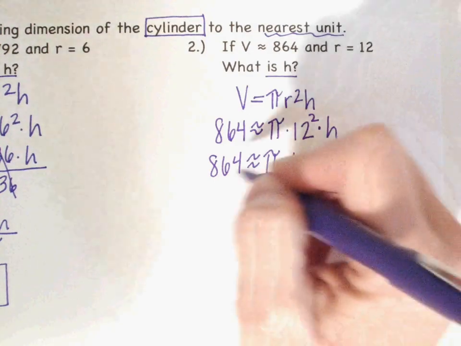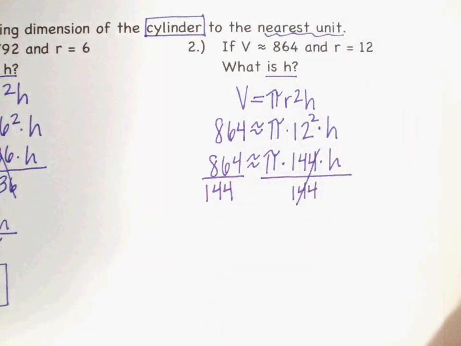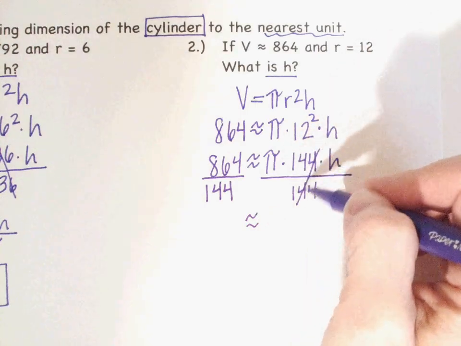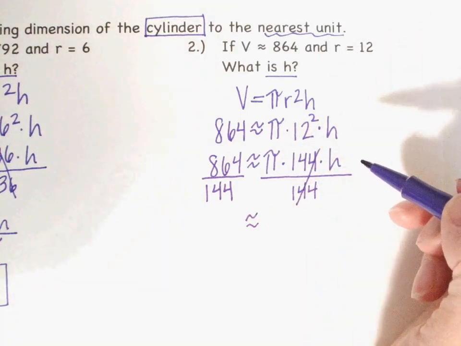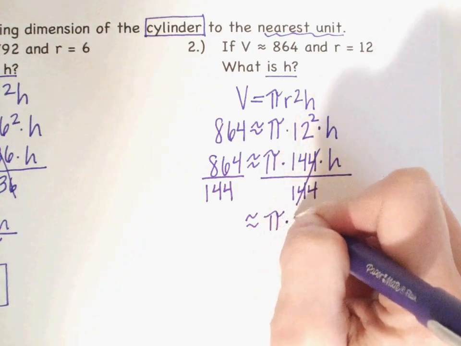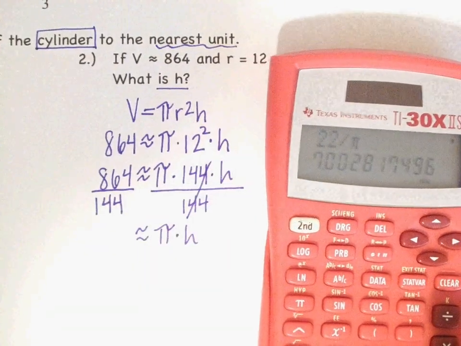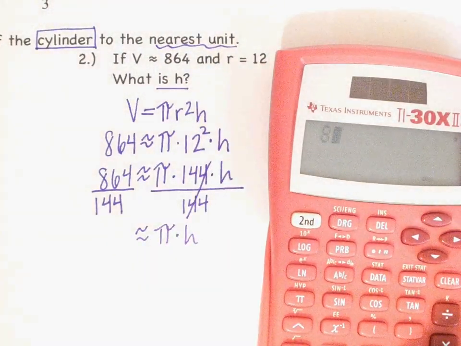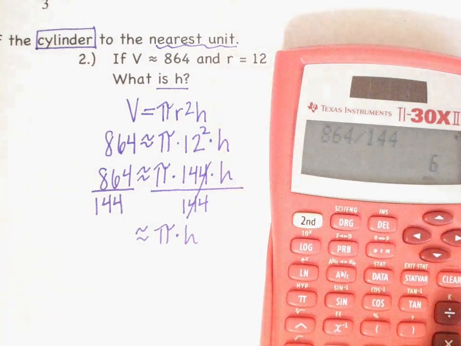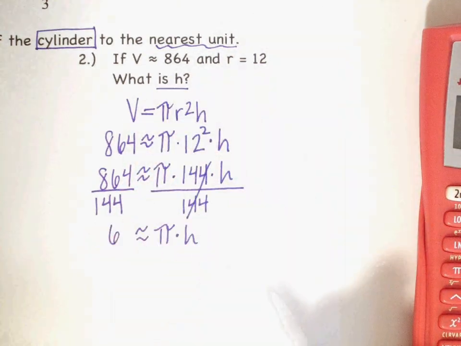If I do it to one side, I have to do it to the other. On the right side, 144 divided by 144 cancels. That leaves me with 1, and 1 times pi times h is still pi times h. On the other side, 864 divided by 144 is 6. So I'm going to have 6 on the left, sorry.